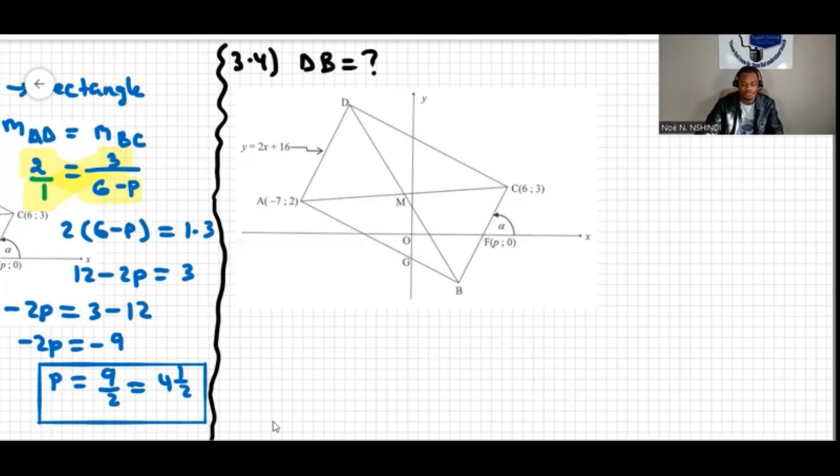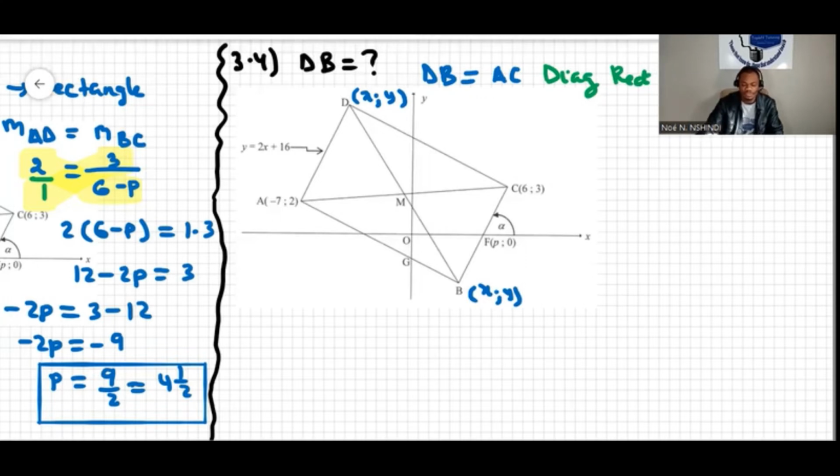Okay. So the coordinates of D and B are unknown, but we know that DB must be equal to AC, because that's the diagonal of the rectangle. Now, I can just work out the length of AC.